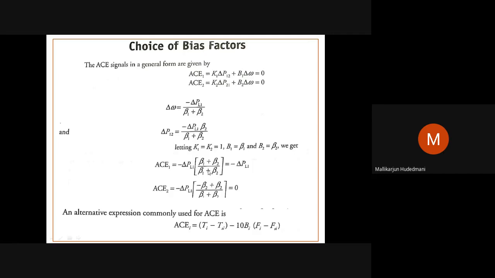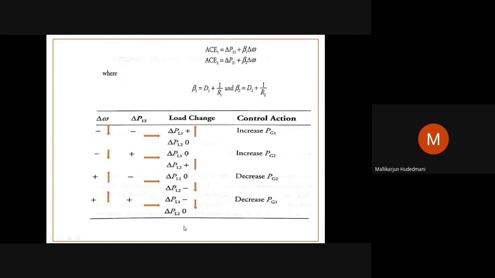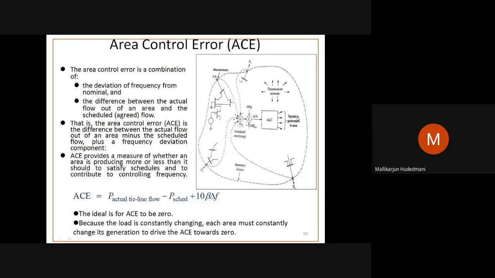In general, we know ACE of any quantity. What is this? ACE of a control area, how do we define it? ACE of a control area in general is the actual tie-line power flow from the control area, what is going on, measure it, minus what is actually committed, scheduled, plus 10 times the frequency composite bias of that area into the deviation, so F actual minus F naught, the basic frequency.